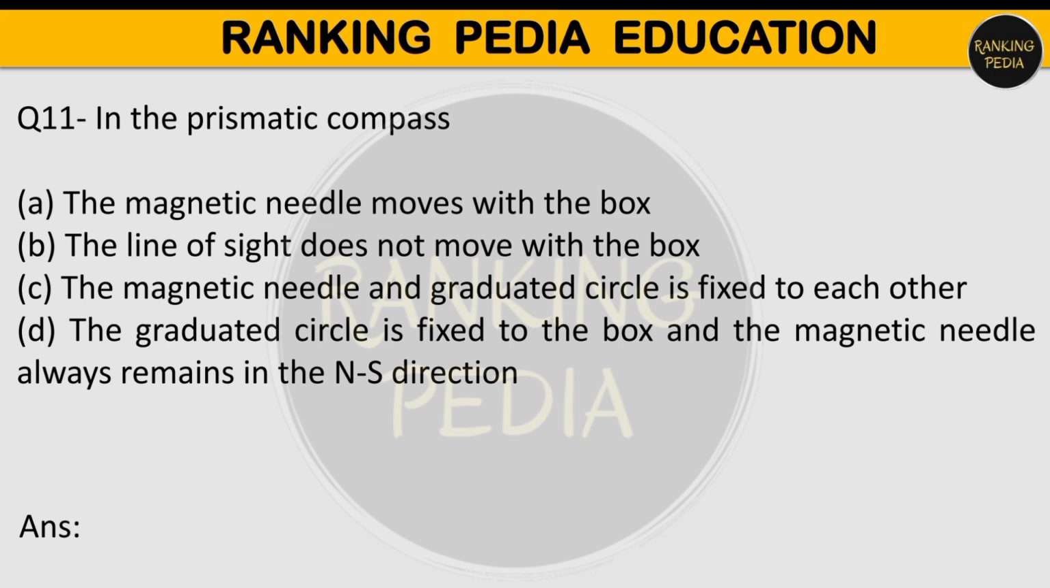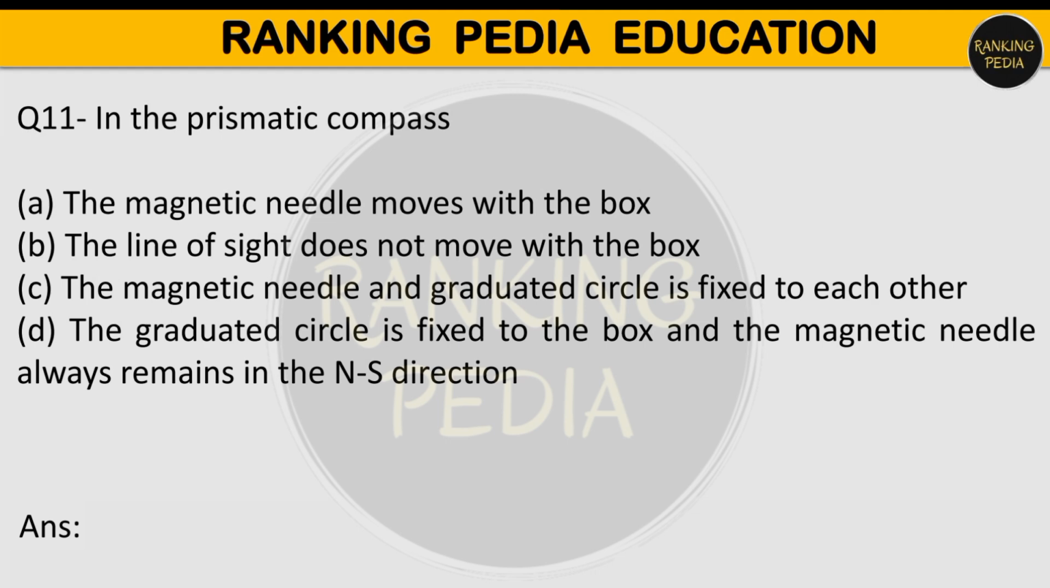Next question is, in the prismatic compass, you have to answer which condition follows. Option number A is, the magnetic needle moves with the box. Option B is, the line of sight does not move with the box. Option C is, the magnetic needle and graduated circle are fixed to each other. Option D is, the graduated circle is fixed to the box and the magnetic needle always remains in the north to south direction. So which is the correct?